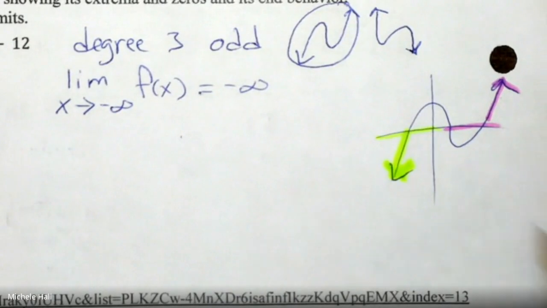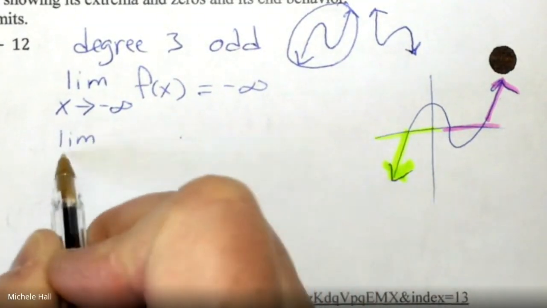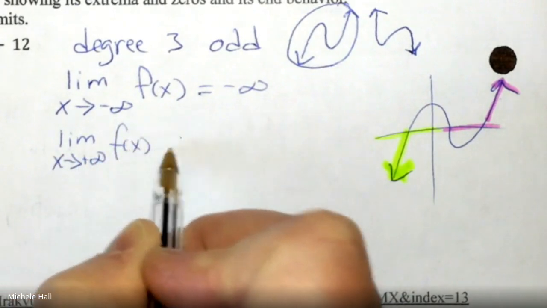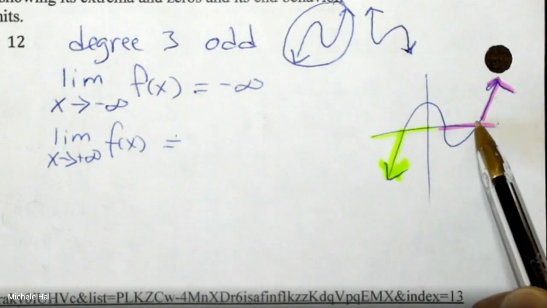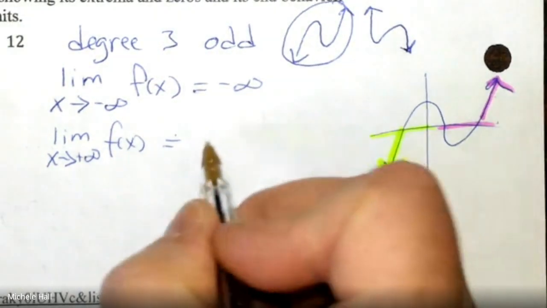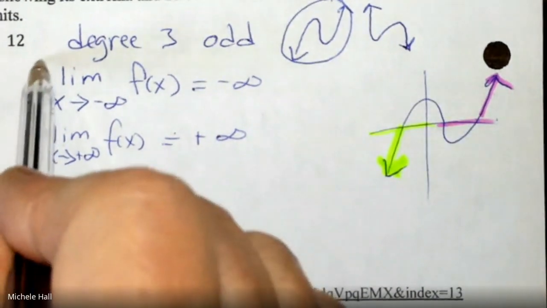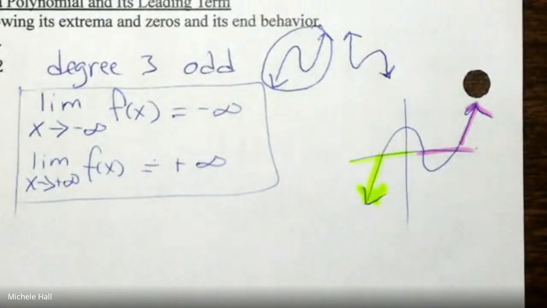And then I have to talk about the other tail as well. So the limit as x approaches positive infinity of the function f of x. As x approaches positive infinity, the tail is also approaching positive infinity. And that's how you talk about the end behavior. Then you could check it on your graphing calculator and see if you had done this correctly.